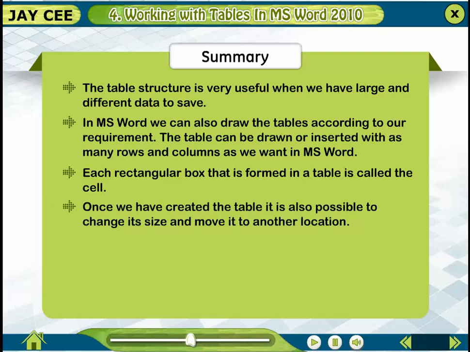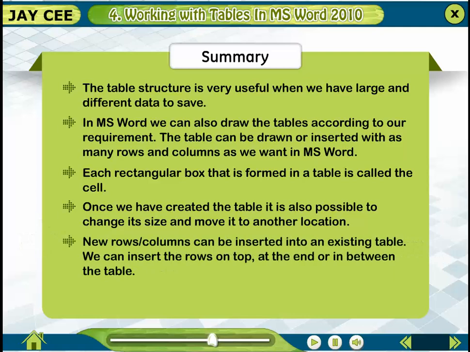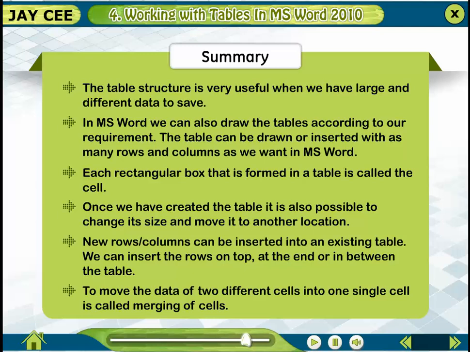Once we have created the table, it is also possible to change its size and move it to another location. New rows and columns can be inserted into an existing table. We can insert the rows on top, at the end, or in between the table. To move the data of two different cells into one single cell is called merging of cells.